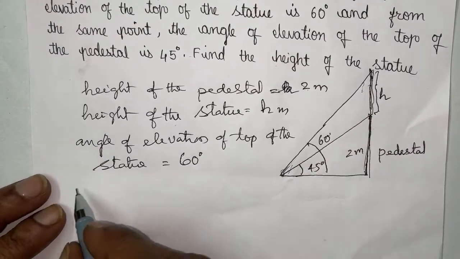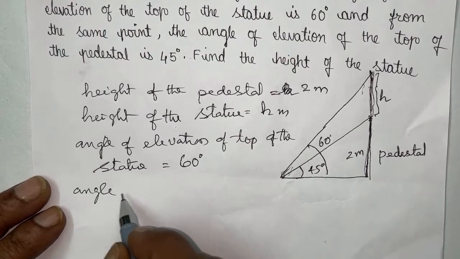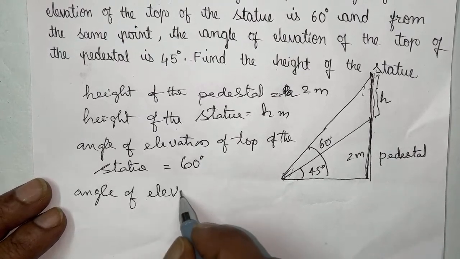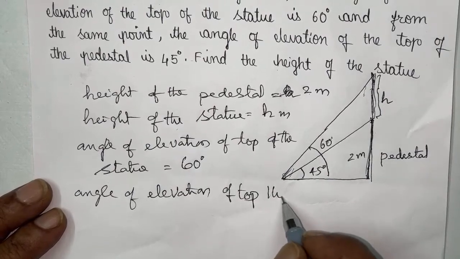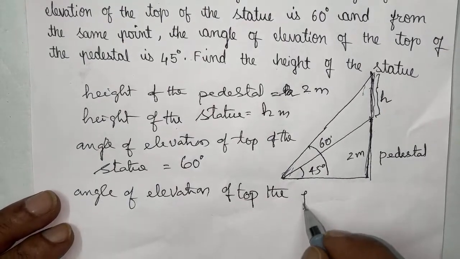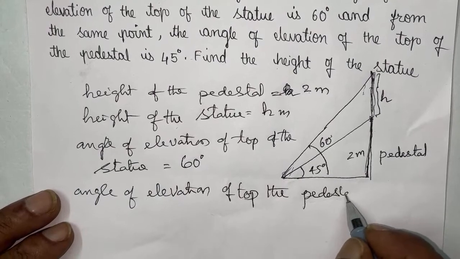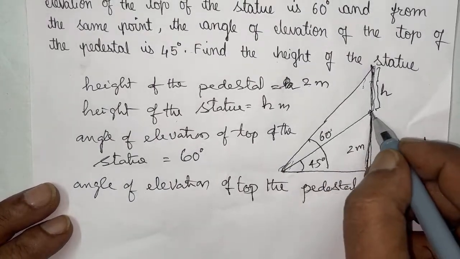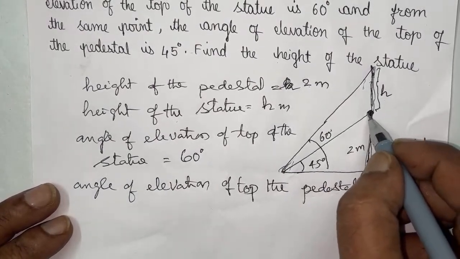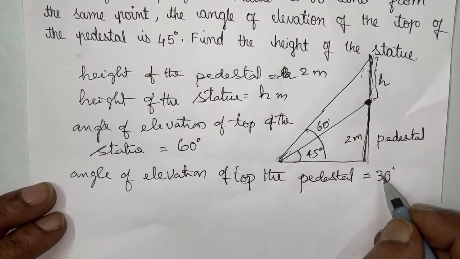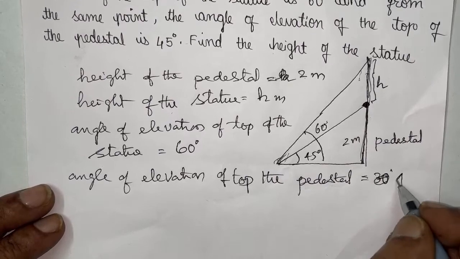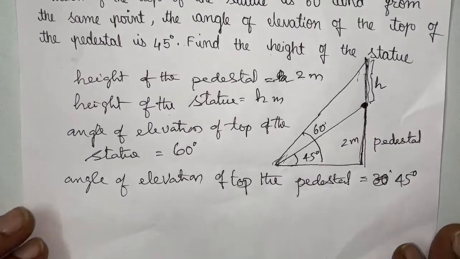Next is the angle of elevation of the top of the pedestal. Now I want to concentrate on the top of the pedestal. This is the top of the pedestal. What angle am I making here? 30 degrees, sorry, it is a 45 degrees angle.